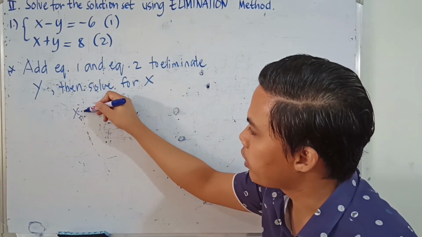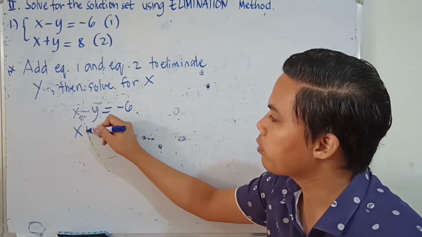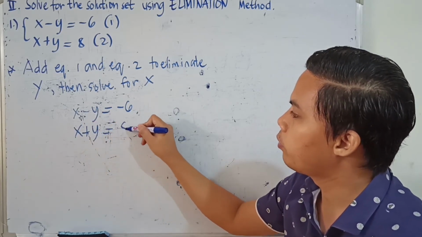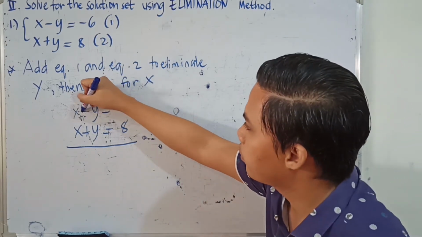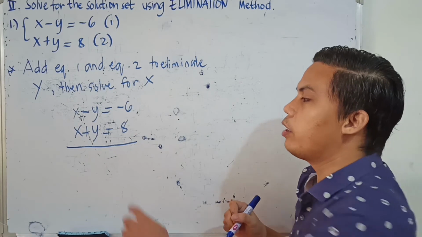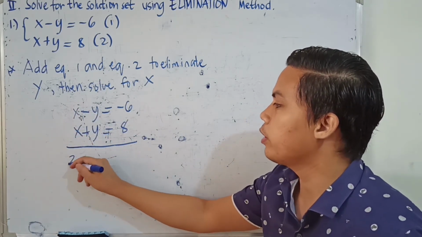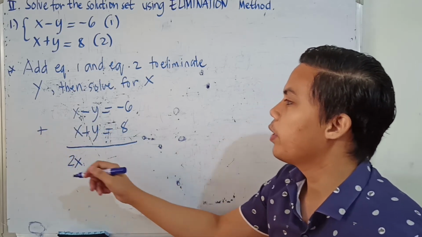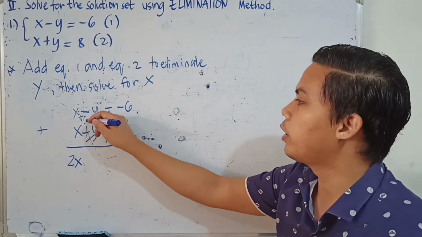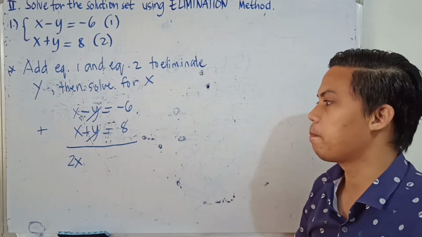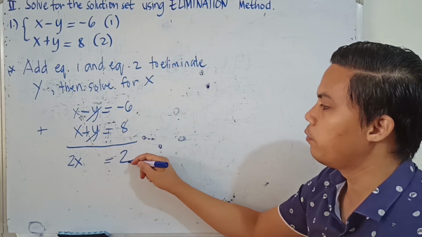So isusulat natin sila ulit. X minus y is equal to negative 6. Then we have x plus y is equal to positive 8. Okay? Simulan natin. So we can eliminate, we are going to add them. So x plus x, we have 2x. Again, we're going to add them. Negative y plus positive y, that is 0. So kaya eliminated na yung y variable natin. Next, we have negative 6 plus 8, that is positive 2.